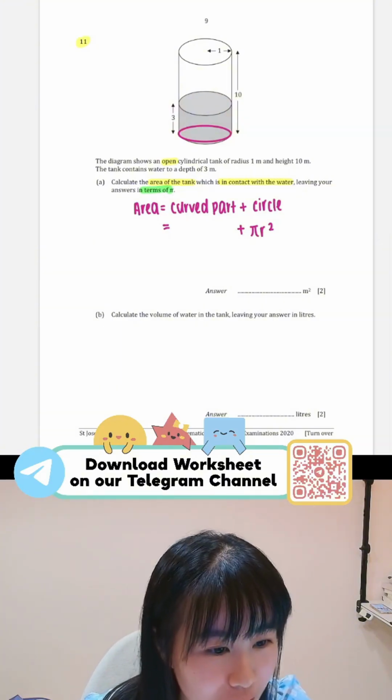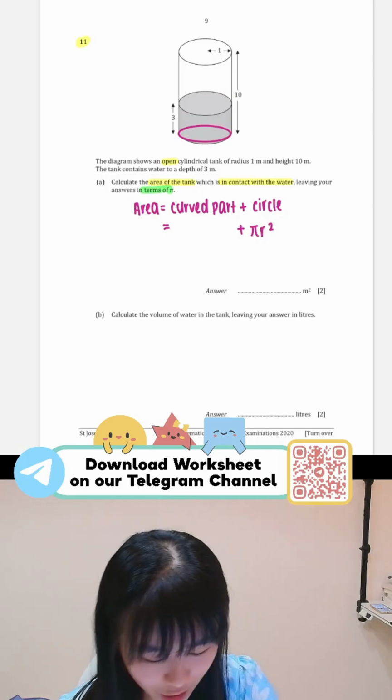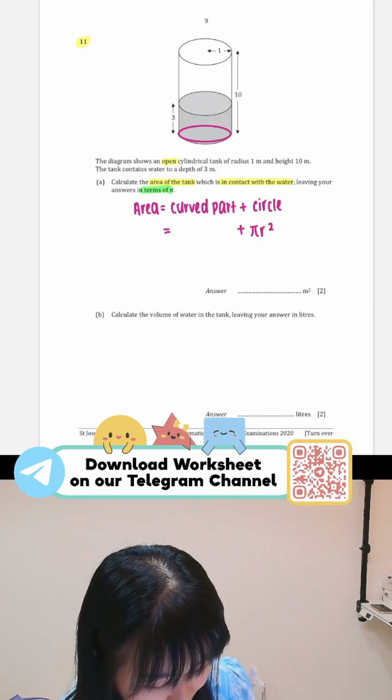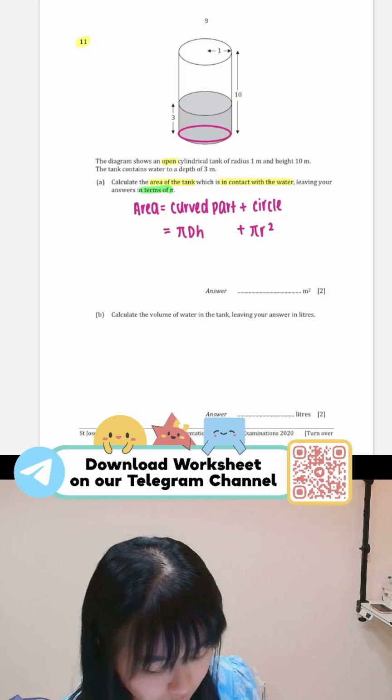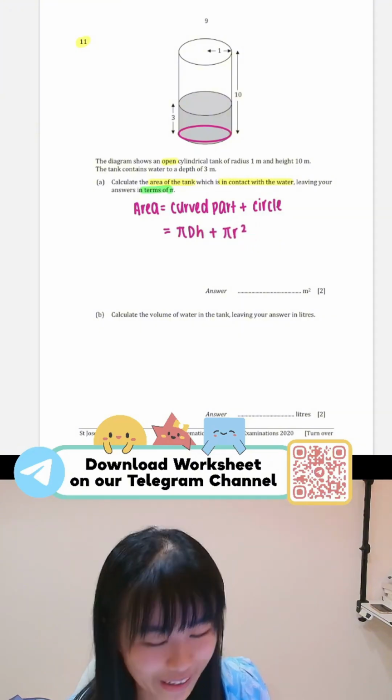Thank you, user 265395. Let me know your profile. Are you a Sec 2 student, Sec 3 student, or a teacher? Working adult. Okay, yes, the curved part is pi times diameter times height. Yeah, that is your formula. Working adult, you still remember your stuff.